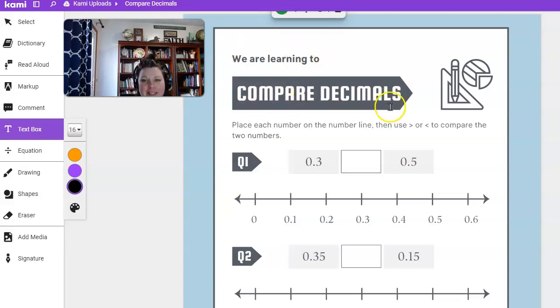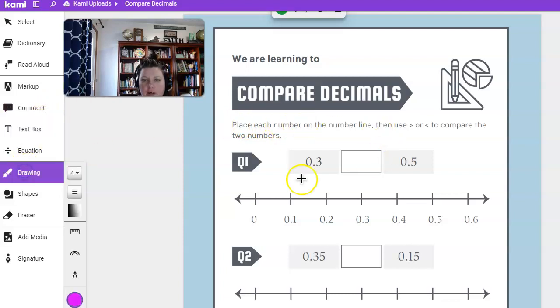Let's compare decimals using the less than, greater than, or maybe equal sign to compare the two decimals. So first we're going to place each decimal on the number line. I'm going to use green for the number line. I see 3 in the tenths place. That's 3/10. So 1/10, 2/10, 3/10.